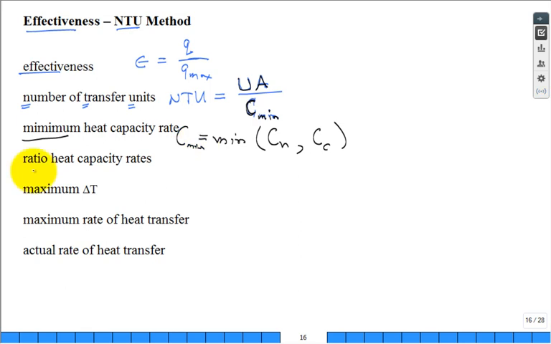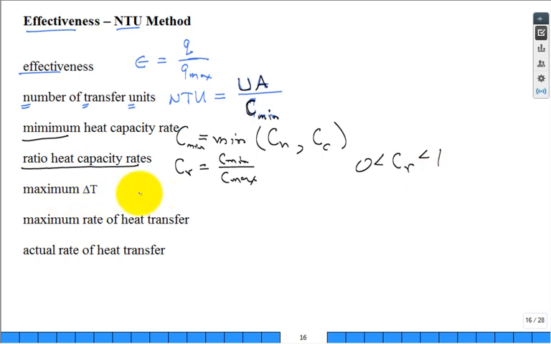The next thing is you're going to have to calculate the ratio of the heat capacity rates. What do you mean, ratio of the heat capacity rates? Put C min divided by C max. If one was the minimum, then the other was the maximum. Okay, test question. What is the max possible value for C sub R, the ratio of heat capacity rates? Could it be greater than 1? Nope, the max is 1. The range of C sub R goes from 0 to 1.